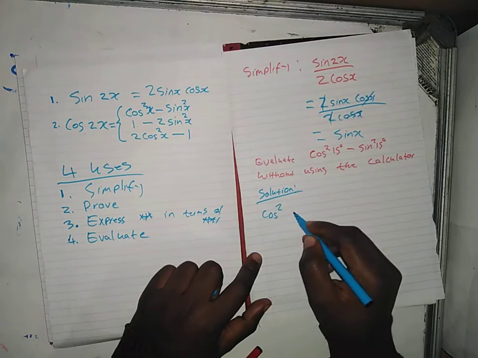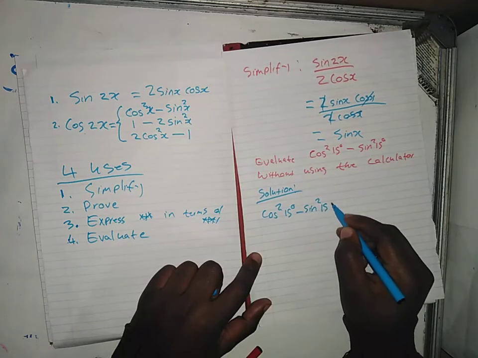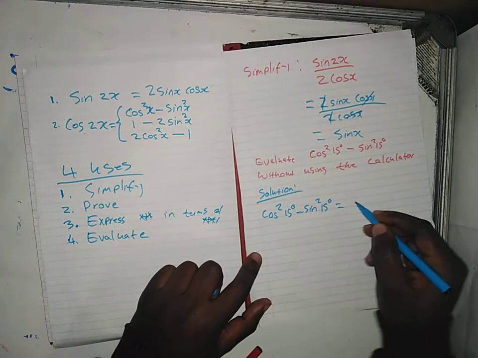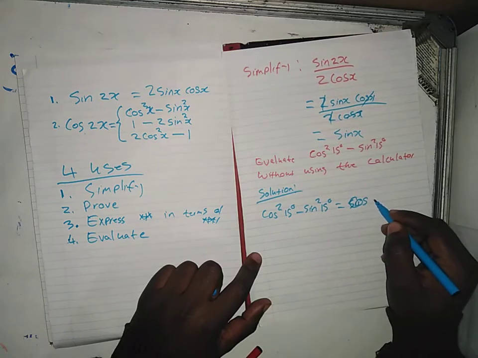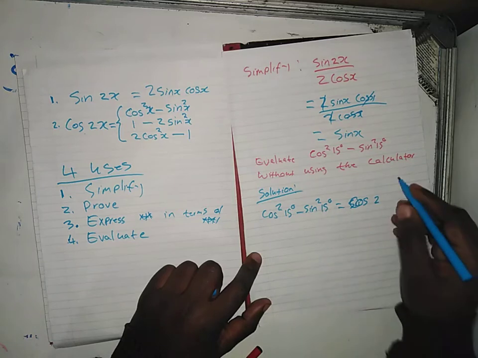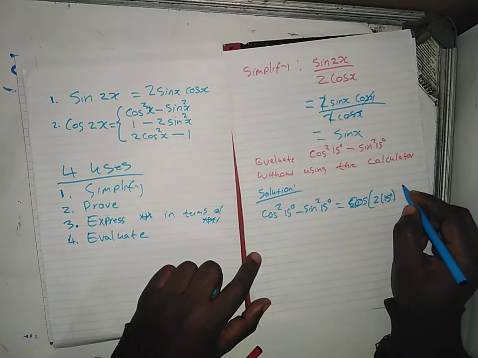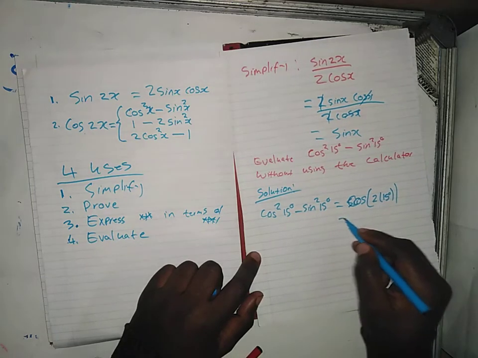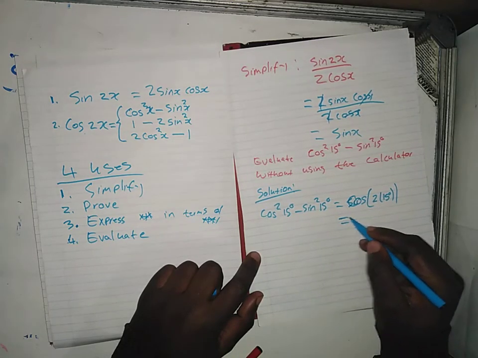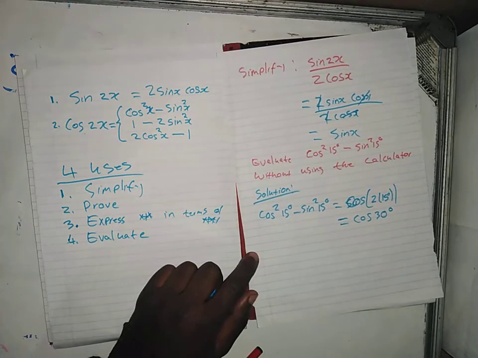cos squared 15 degrees minus sine squared 15 degrees is nothing other than, is it sine? No, it's cos, and it's 2 times this thing, which is 15 degrees. Can you see that? And then cos 2 times 15 degrees is nothing other than cos 30 degrees.